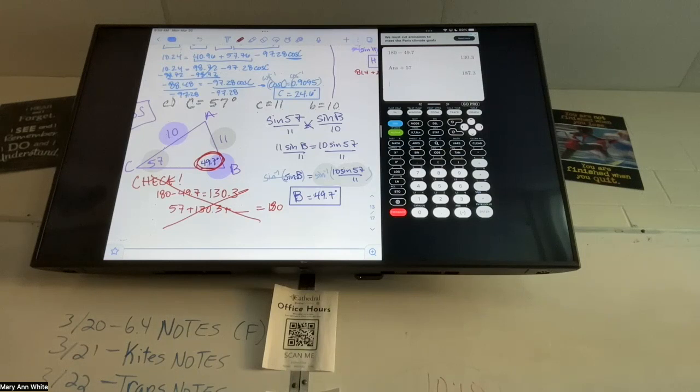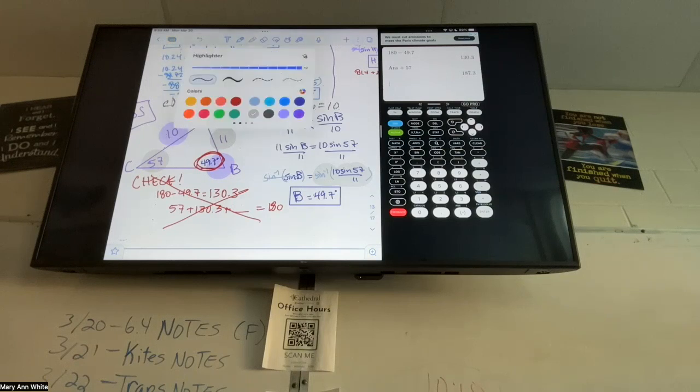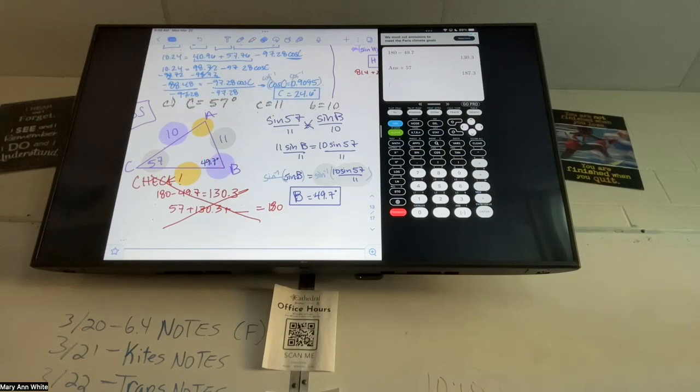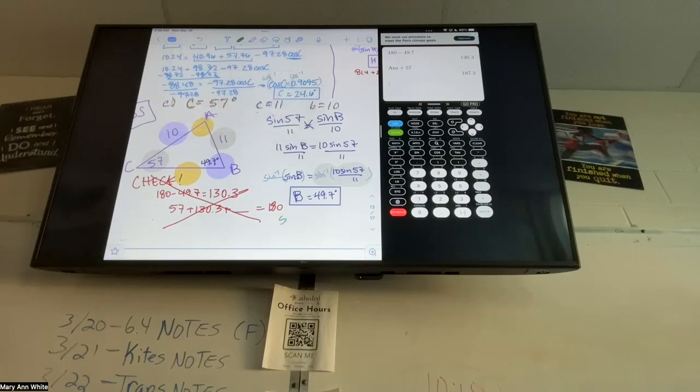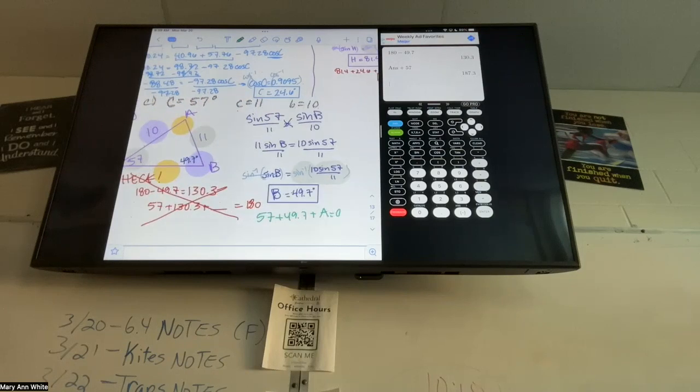Which is good, because now I'm just going to figure out what angle A is, and then I'm going to do my law of sines again to find out what little a is. So to find out what big A is, I'm going to do 57 plus 49.7 plus big A equals 180. It's 106.7, and then 180 minus 106.7 is 73.3.